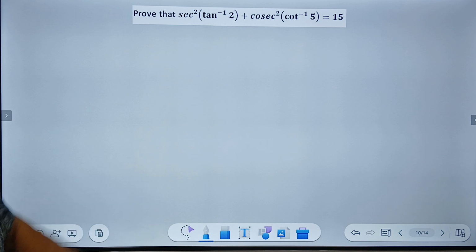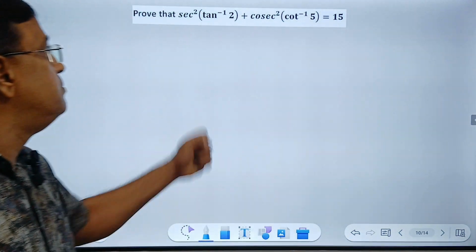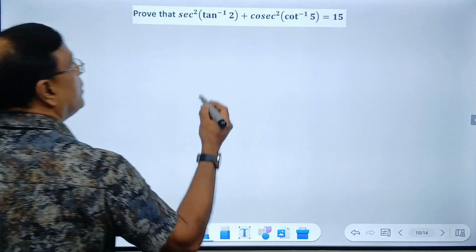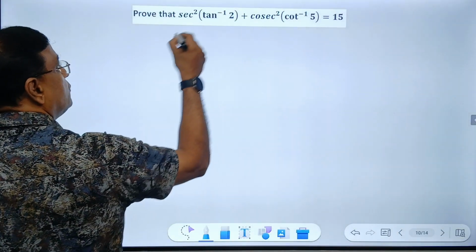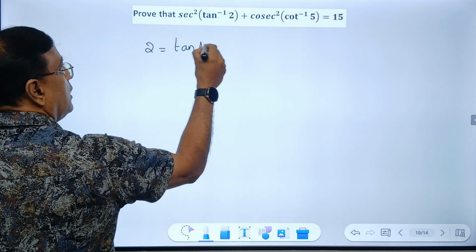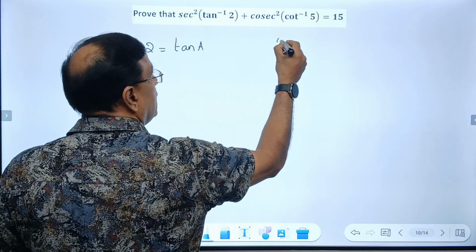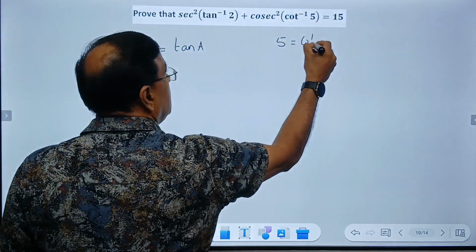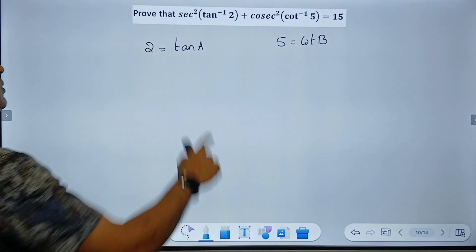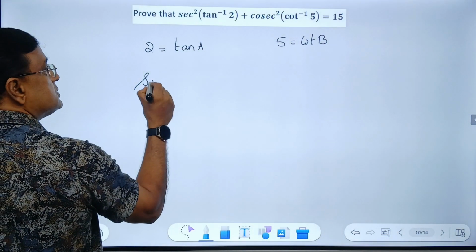Now I want to prove some of these wonderful questions. Very simple actually, very important also. I want to prove this result. So what I do, since it is tan inverse of 2, I'll take 2 as tan A. And this is cot inverse of 5, so I'll take 5 as cot B. Okay. Now substitute here.